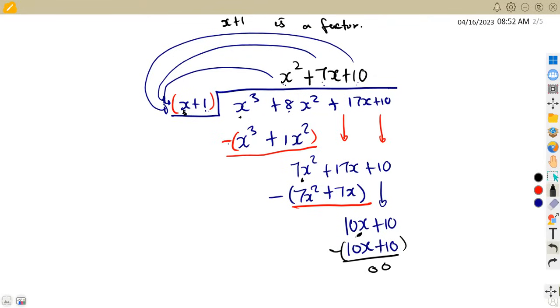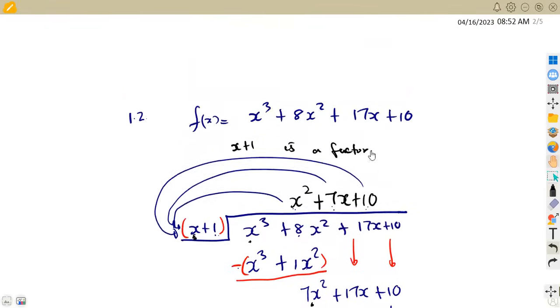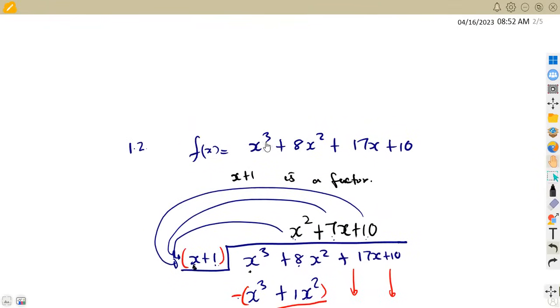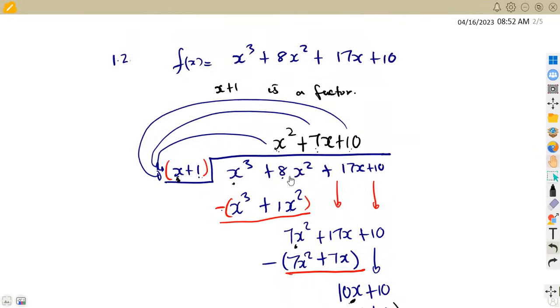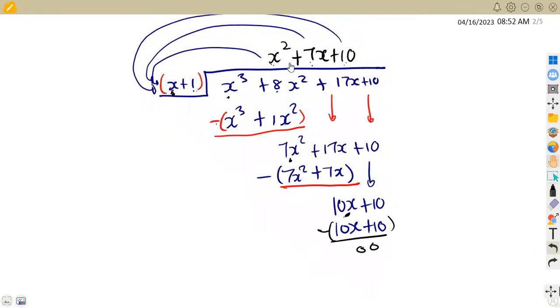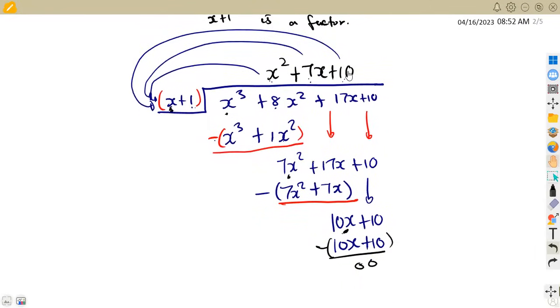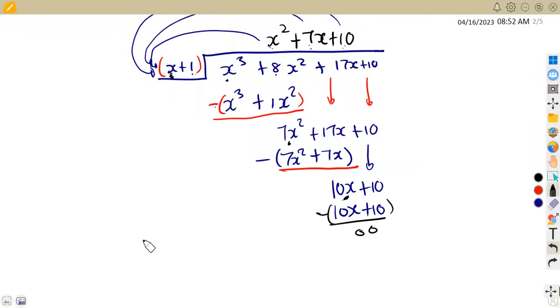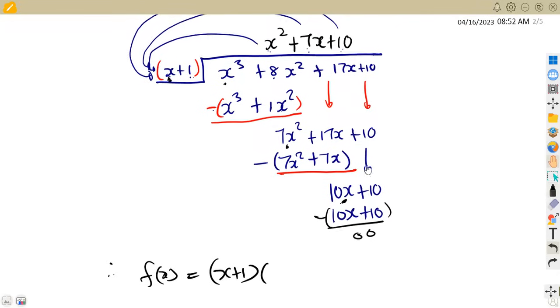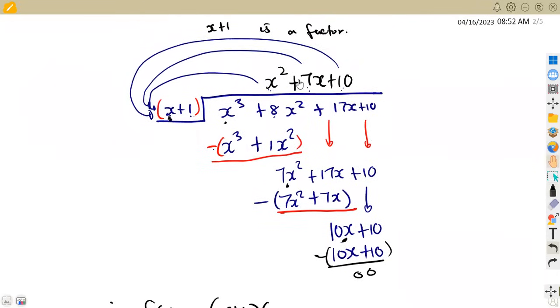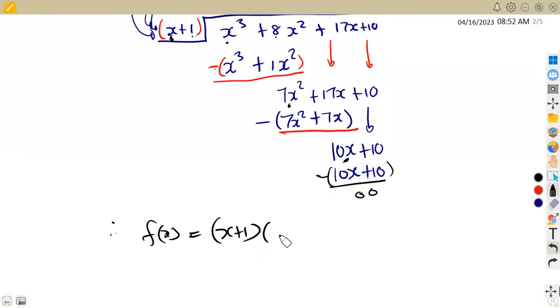So what does it mean? It means this f of x that we are given, x cubed plus 8x squared plus 17x plus 10, has a factor of x plus 1, and we divided with this factor and got this expression of x squared plus 7x plus 10. So it means our f of x is therefore the product of the two, which is the first factor of x plus 1 times the second factor, the one that we got after dividing, which is x squared plus 7x plus 10.